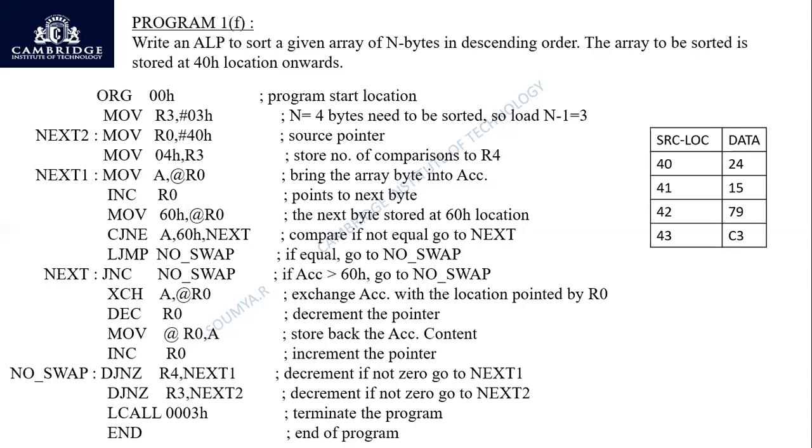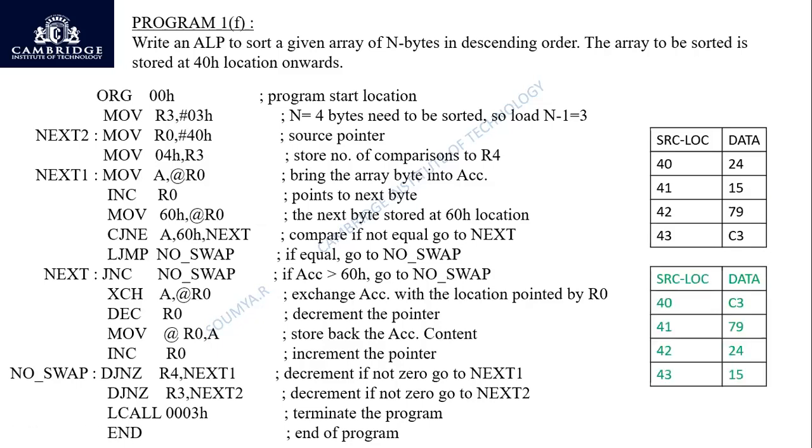So I've loaded my content in the 40th location, and after execution, this time it sorts in descending order. So this time first it will be C3, then 79, then 24, and then 15. This is my descending order, where I have sorted my given array in descending order. Now we'll see how to execute this program.